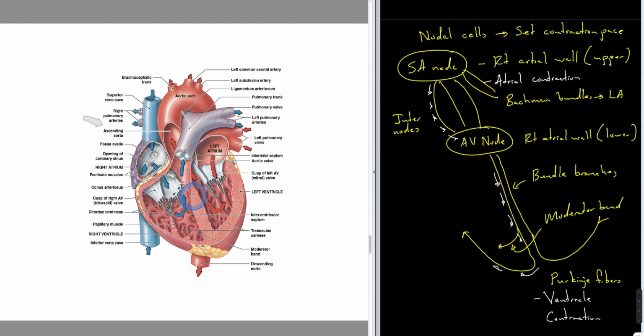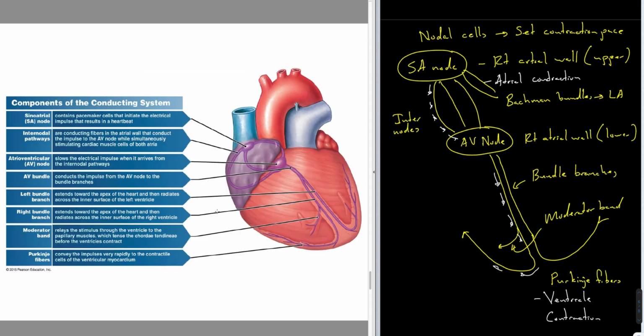So as the bundle branches head down, one splits off and goes to the moderator band, through the moderator band to one of the papillary muscles. The rest of the pathways head up as Purkinje fibers along the walls of both ventricles. So it's a unique structural feature that we see in the right ventricle and not the left ventricle.